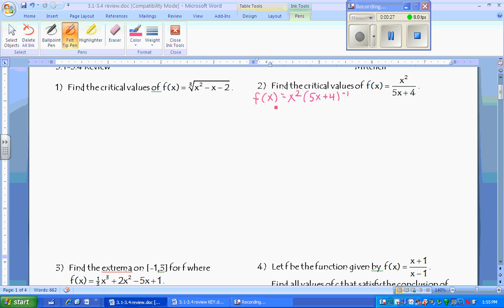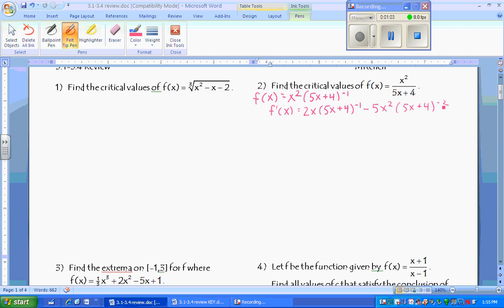Then you take the derivative using the product rule, equals 2x times 5x plus 4 to the negative 1. And then, to continue on, you'd have to do plus 2x. But since there's a negative 1, it's just easier to just do minus 5x squared times 5x plus 4 to the negative 2.